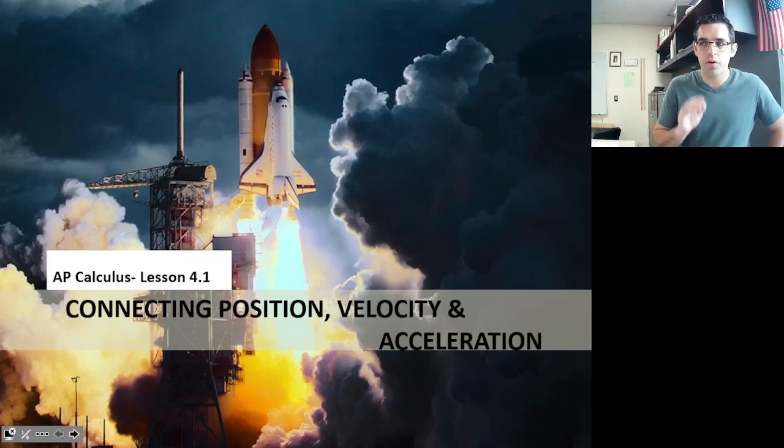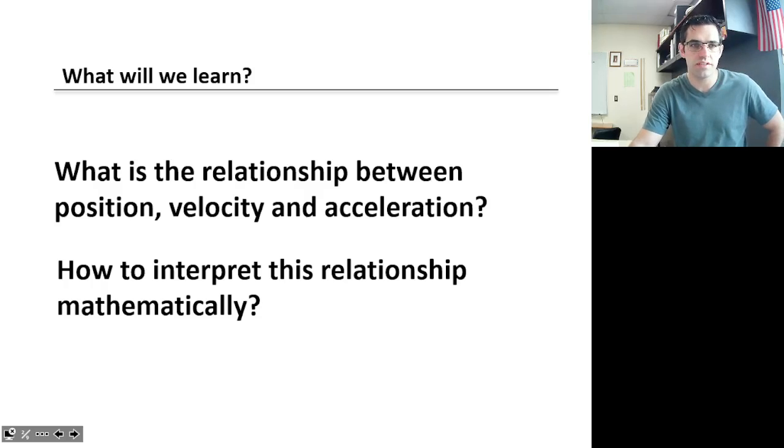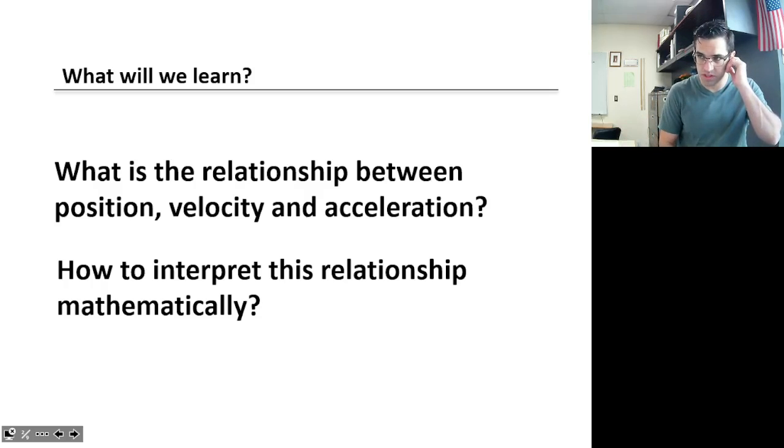So this is Unit 4, Lesson 1. Unit 4 is on applications of derivatives. Lesson 1 is on connecting position, velocity, and acceleration. What we're going to learn in this lesson is what is the relationship between position, velocity, and acceleration, and how do we interpret this relationship mathematically.